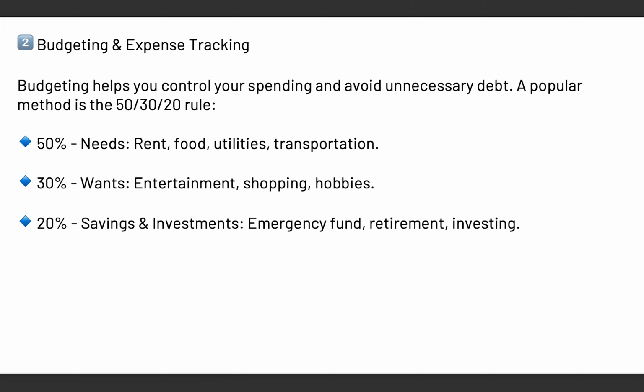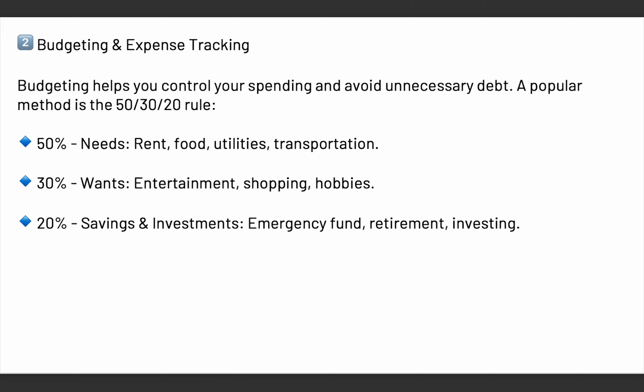Now, what are your wants? Your wants are things that you can still do without, so it's not compulsory that you spend money on them. You only spend money on them maybe for fun or for other things. And they include entertainment, shopping, and hobbies. Now, the last one will be the 20%. That means 20% of your income should go into your savings and investment.